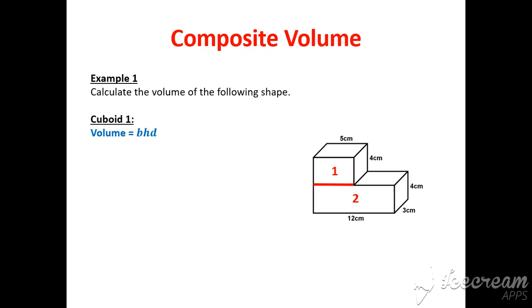Volume is base times height times depth. So the base is 5, the height is 4, and the depth is 3. So we're just going to go 5 times 4 times 3, and that gives us 60 centimeters cubed.